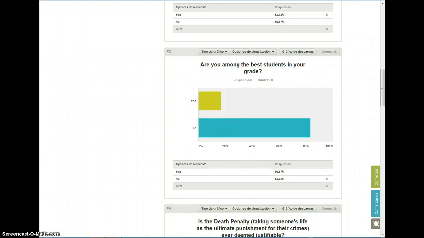The third question, are you among the best students in your grade, was more simple. We just wanted to assess how students tend to overestimate their strengths. Thus, we wanted most of them to reply yes, and we tried to do so by including the word best, which in this case was ambiguous and undefined.